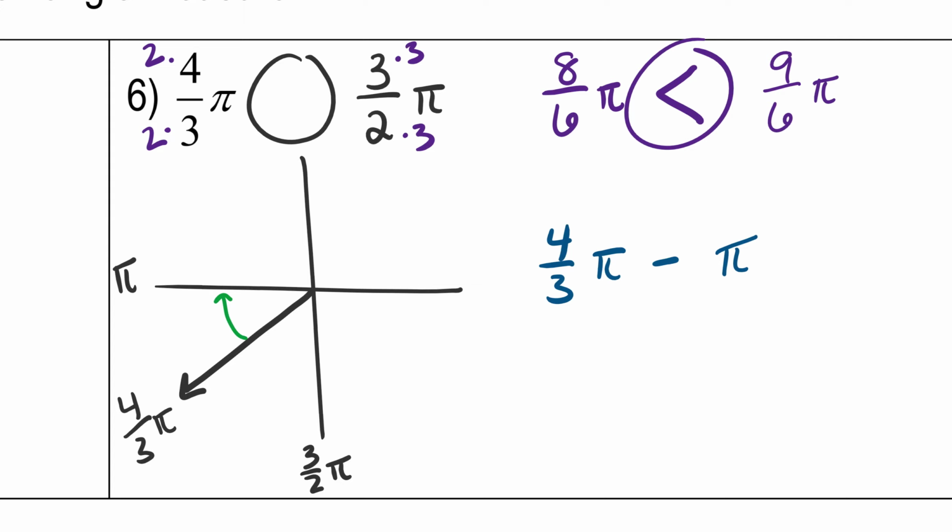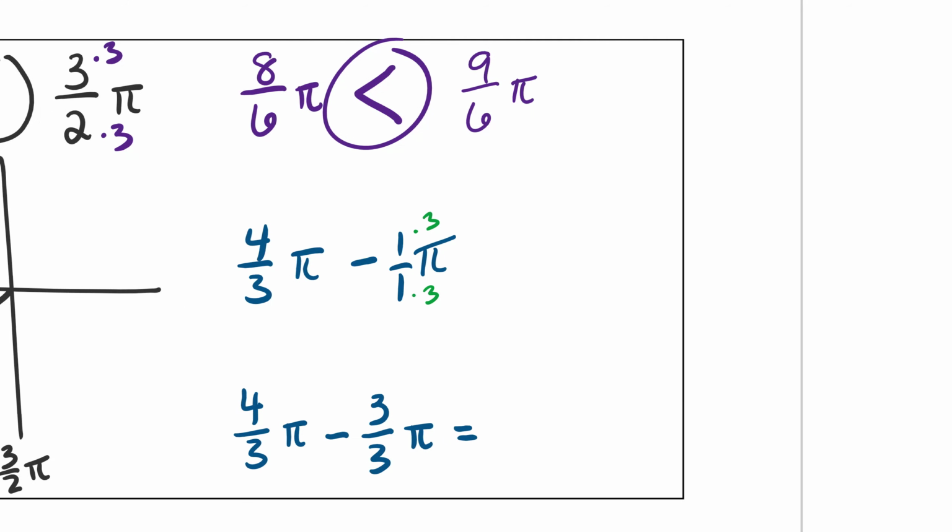Now, I can't do 4/3 minus 1, because this is actually 1 over 1. But if I make a common denominator, which I need, then I can subtract. I can multiply this one by 3, and then I would have the same denominator. So I would end up with 4/3 pi minus 3/3 pi equals. Now I can subtract. Remember, when you subtract or add fractions, you only change the top number, never the bottom. Don't subtract the bottom number, because then you would get 0, and you can't divide by 0.